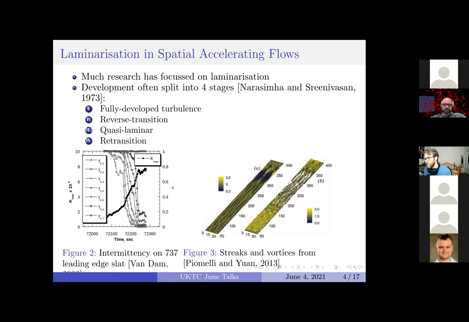and then retransition. What is interesting about these flows is that, unlike some other forms of laminarization, it's not really characterized by the destruction of the turbulent structure, the turbulent stresses. Even in the quasi-laminar section, you still have significant underlying structures that are often highly perturbed by the presence of the acceleration. And from here, I will discuss the methodology.